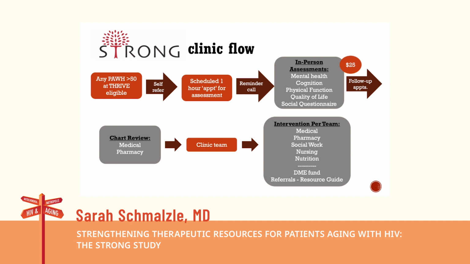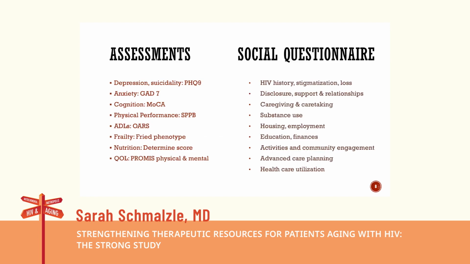The participants receive a $25 grocery store gift card, and prior to leaving are offered follow-up appointments with their medical provider and pharmacist to review the results. In the meantime, chart review is completed, and all of the information from the assessments, questionnaire, and chart reviews then goes to the Thrive team, and needed interventions are determined per the team and are at their discretion. We do have money set aside for medical equipment not covered by insurance, and we created a resource guide for our providers and staff.